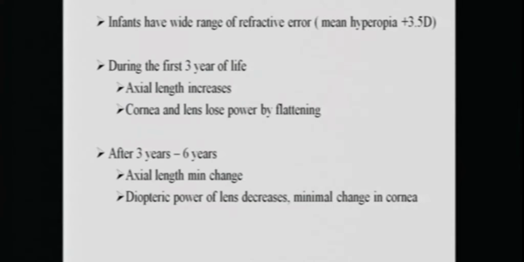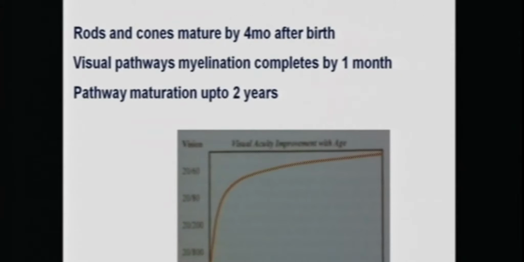Initially there is an increase in the axial length, and the cornea and lens lose their power by flattening. By 3 to 6 years, although there is not so significant change in the axial length, the dioptric power of the lens decreases and there are not so many changes in the cornea. So actually it's the changes in the lens in the 3 to 6 years that change the power of the eye and move towards emmetropization.